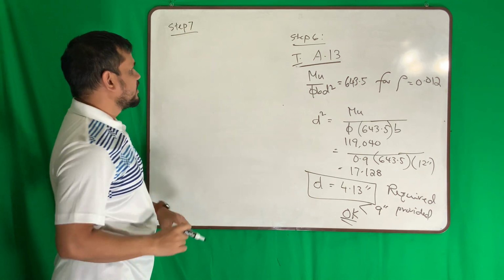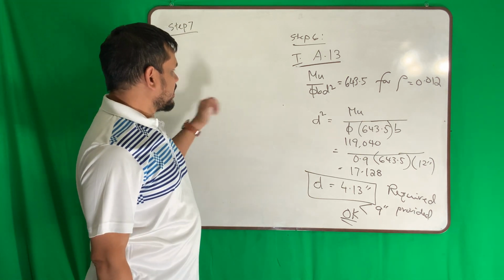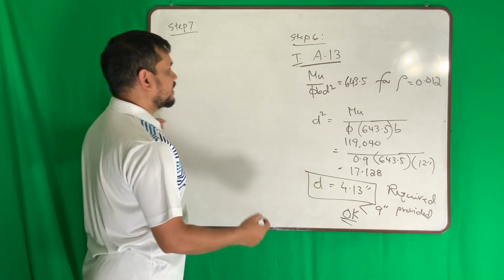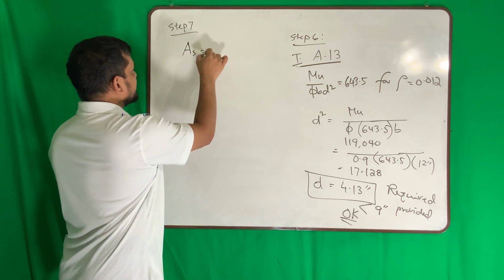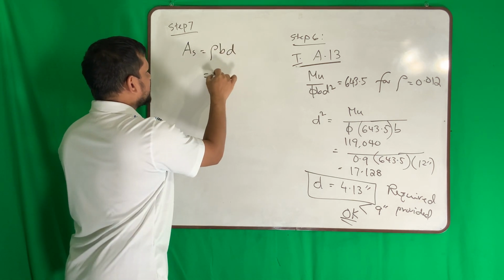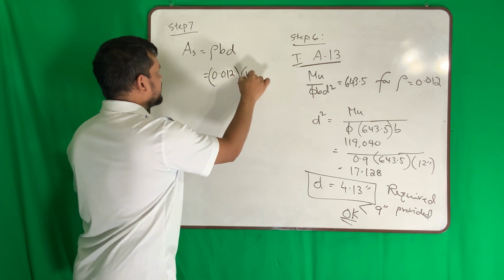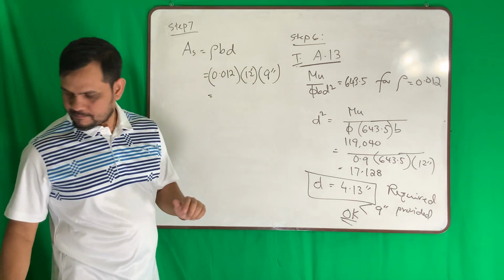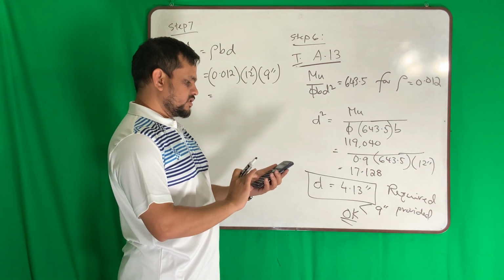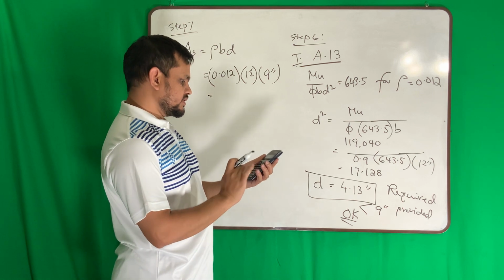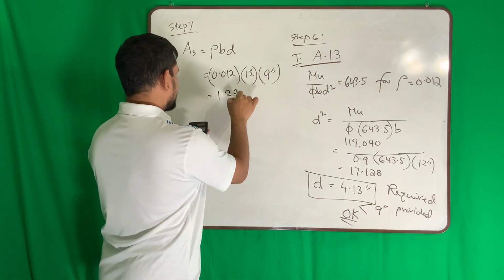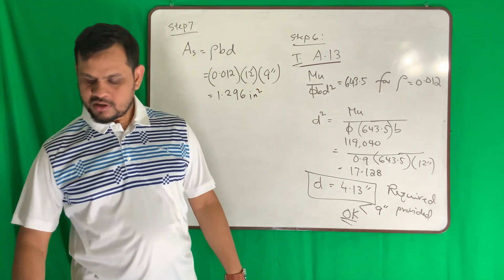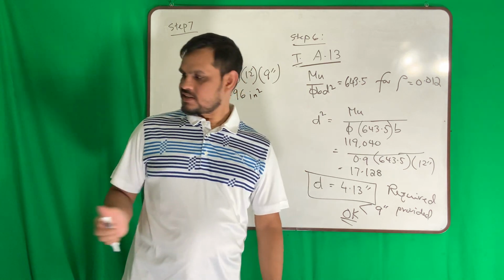Step number 7. We will continue using our bigger d. Now reinforcement. What is my reinforcement? Rho bd. What is rho? 0.012, b 12, d 9 inch. So 0.012 times b 12 times d 9 inch is 1.296 inch square. So we need this amount of reinforcement in the slab, in the 1 feet strip.